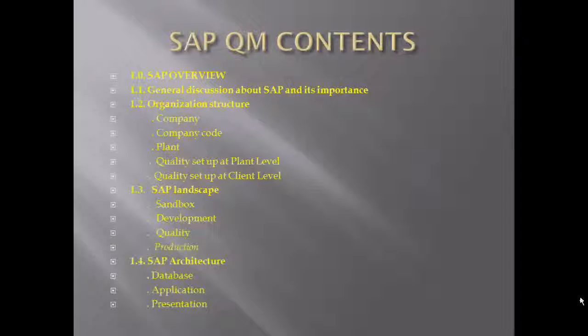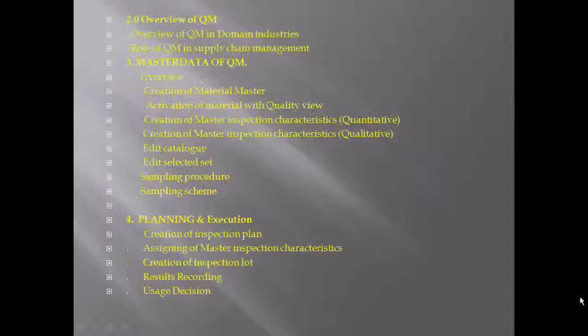Now, usually the contents which I will be covering in this module are SAP overview, general discussion about SAP and its importance, organization structure, company code, plant, quality setup at plant level, quality setup at client level. So what is the landscape, what is the architecture they use, all these things I will be explaining each and everything. Now overview of QM in domain industries, role of QM in supply chain.